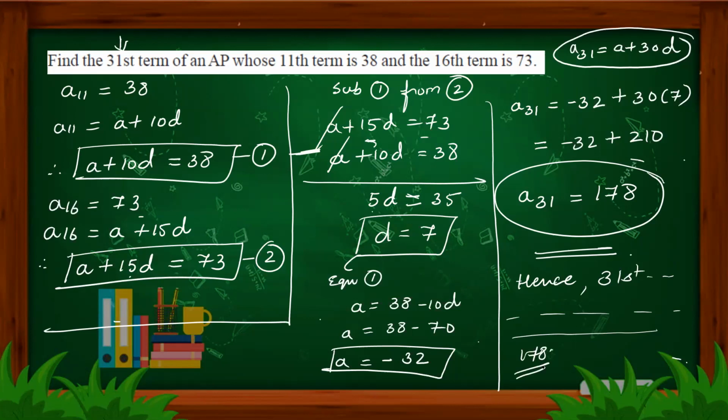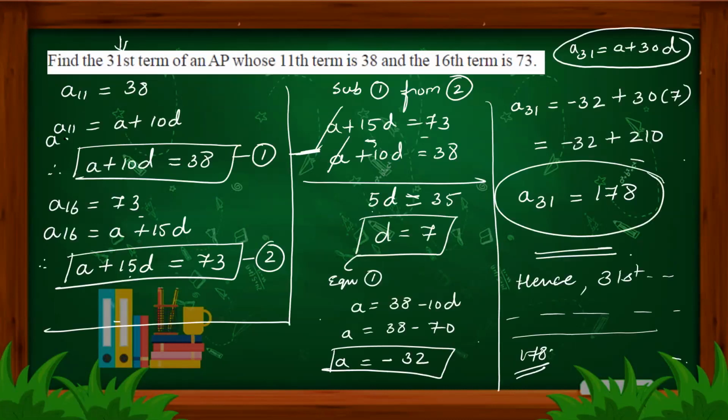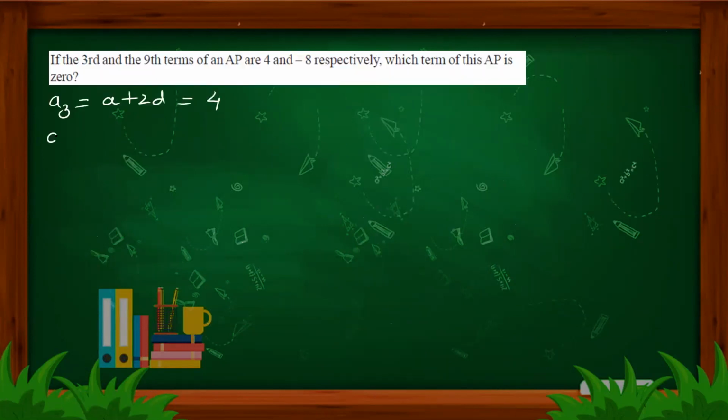178, right? Okay. Now, if the third and the ninth term of an AP are 4 and minus 8, which term of this AP is 0? Again, the same type. That means third and ninth terms are given. So A3 is equal to A plus 2D, which is equal to 4. And A9, that is the ninth term, A plus 8D is minus 8. So let this be 1, let this be 2.